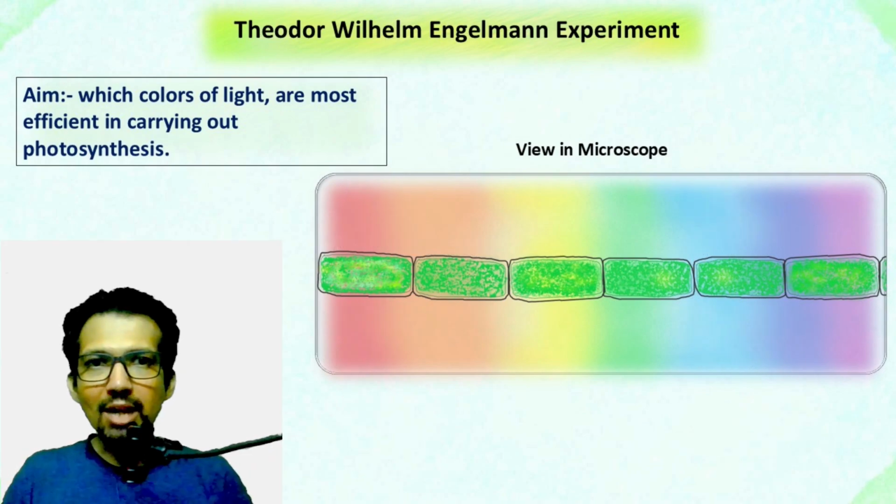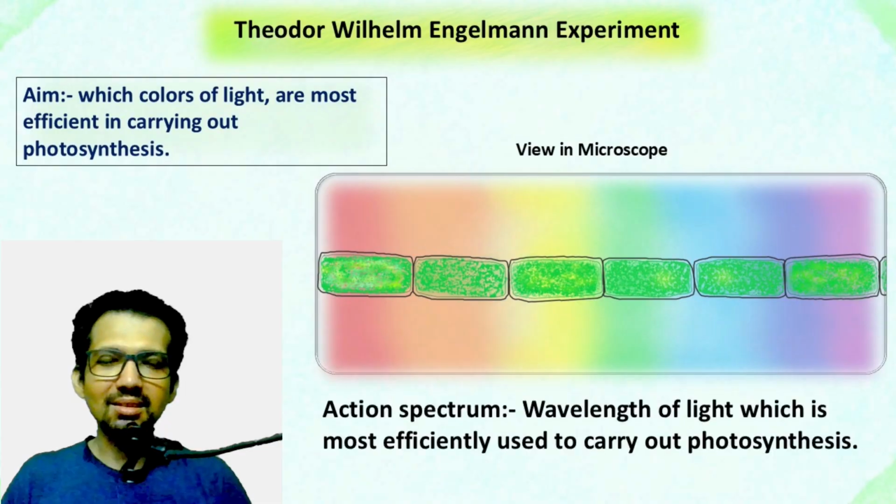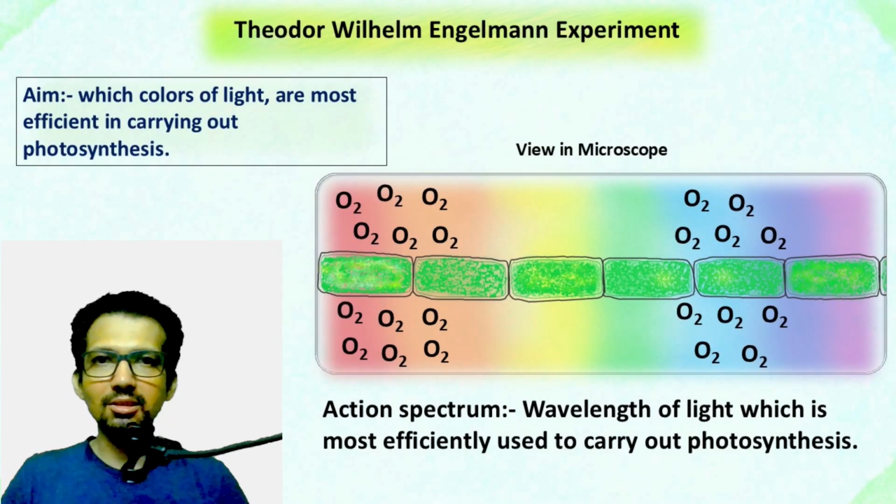So the action spectrum can be defined as the wavelength of light which is most efficiently used to carry out photosynthesis.